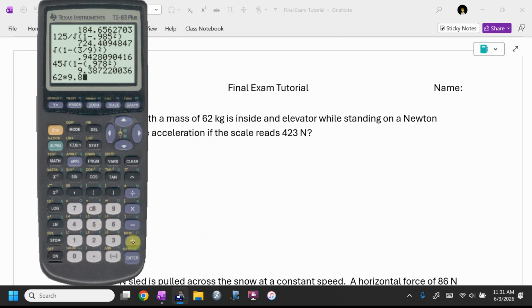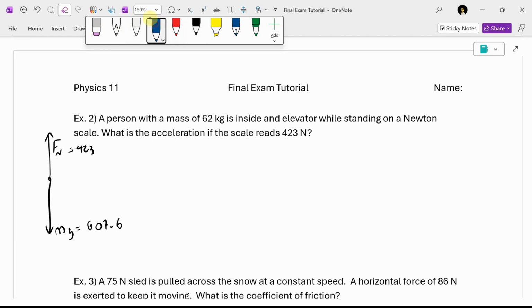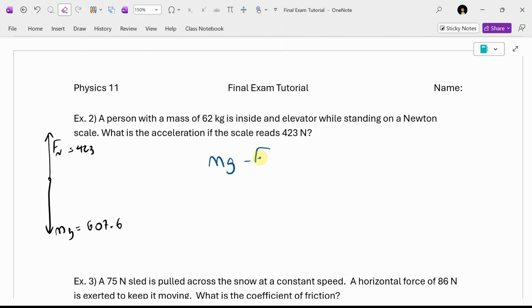62 times 9.8. So I'm going to put the normal force on here. And that's 423. What was mg, Charlie? Be stupid obvious. Who's winning? Which way are we accelerating? Is this person feeling heavier or lighter? Those are all tweaks I could add if I wanted to. So yeah, it's going to be mg minus normal force equals ma.